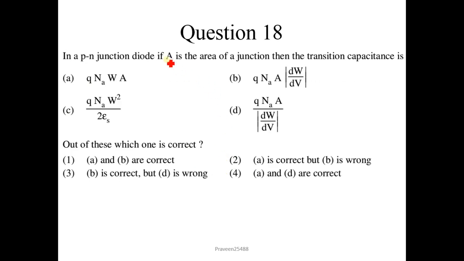Question number 18. In a PN junction diode, if A is the area of the junction, then the transition capacitance CT is? So the direct formula is given in the options. So B is the correct one. So the correct answer is B, the third one.